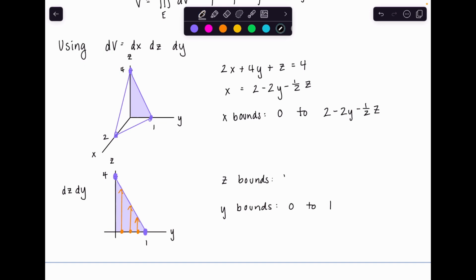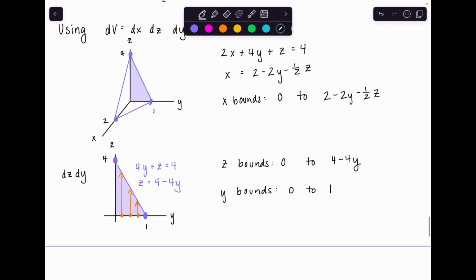So my lower bound is still 0, and I need the equation of that line. But again, just setting x to be 0, we get this. Because I haven't run through y yet, my z bound can depend on y, so I need to solve for z, which is at least a little bit nicer. It would be 4 minus 4y. So that is my ending bound here. So we have all the bounds we need.